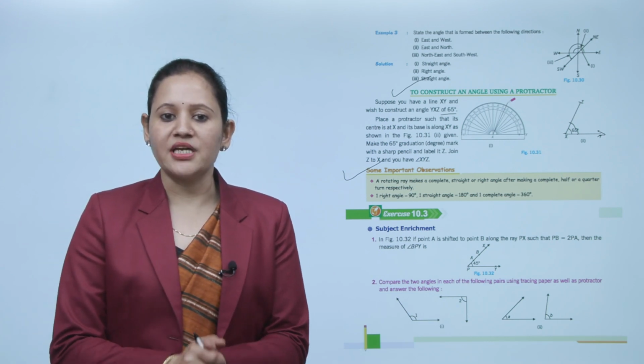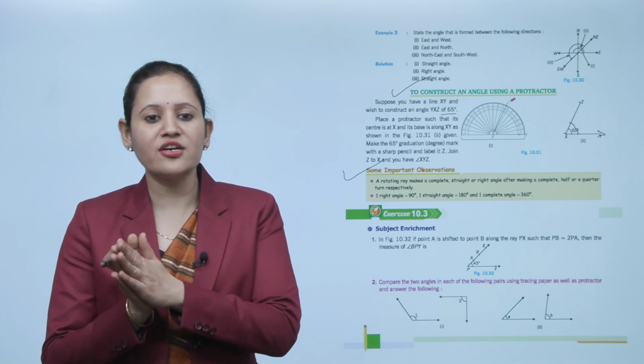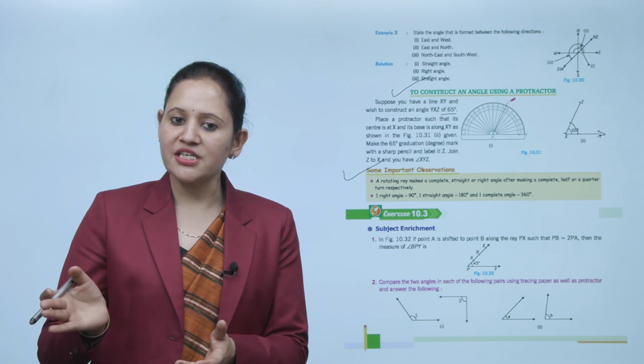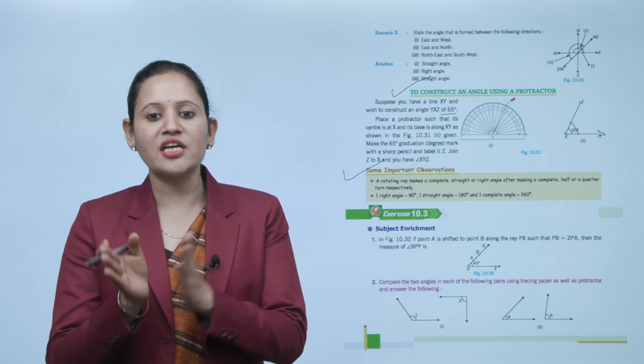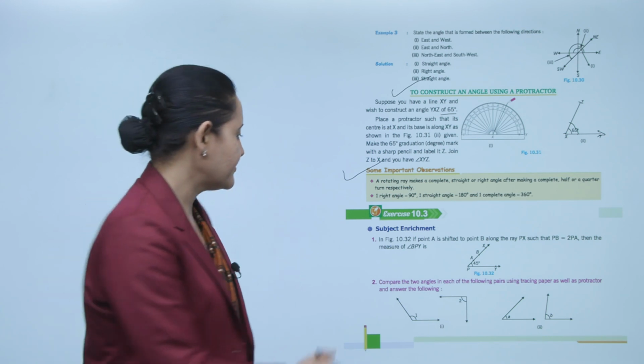A rotating ray makes a straight angle or a right angle after making a complete half turn and a quarter turn respectively. One right angle is equal to 90 degrees, one straight angle is 180 degrees, one complete angle is 360 degrees. Next is exercise 10.3.